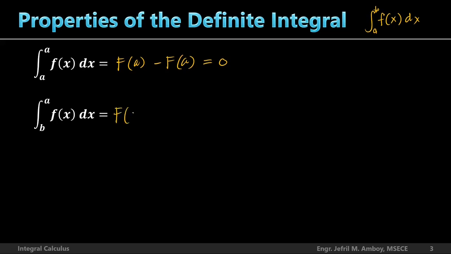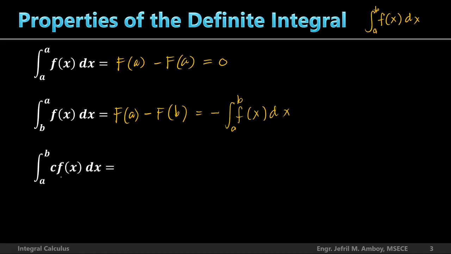Magiging f of a minus f of b, which is kabaliktaran lang nung usual na ginagawa na f of b minus f of a, di ba? Negative niya lang. Therefore, this must be equal to the negative of the integral of f of x dx from a to b. Okay, so that's the second property. No? Interchanging the limits would give us the negative of the original. Kung ito yung original at pinagpalit natin or in-interchange natin yung limits, ang makukuha nating sagot is negative of the original.